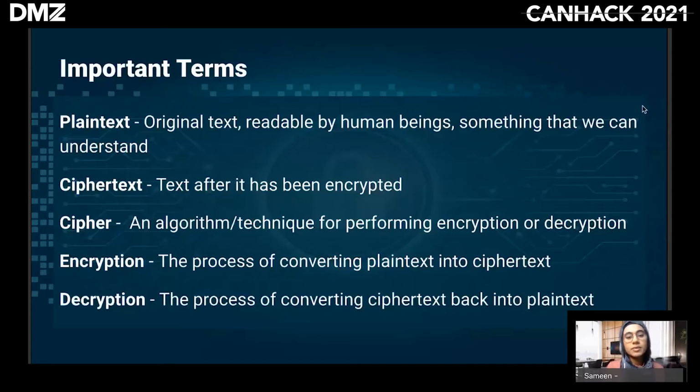So let's talk about some important terms that we will be discussing, and it's important to know these terms. Plain text is text in its original form. It's readable by humans. It's something that we can understand. So plain text would be something like hello. Ciphertext is text after it has been encrypted. If we took the plain text hello and applied, for example, the Caesar cipher we talked about last time, the result would be the ciphertext, which we wouldn't know what it is unless we knew the key to decrypt it.